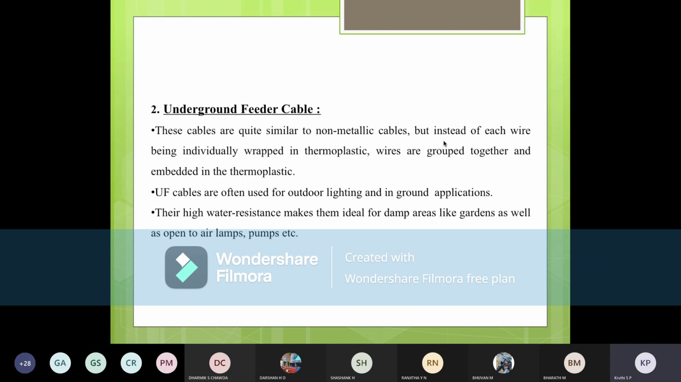Next comes the underground feeder cable. These cables are quite similar to the non-metallic cables we saw in the previous slide. But here, instead of each wire being individually wrapped in thermoplastic, they are grouped together and embedded in the thermoplastic, in such a way that it is not a single wire concept. It will be a bundle.